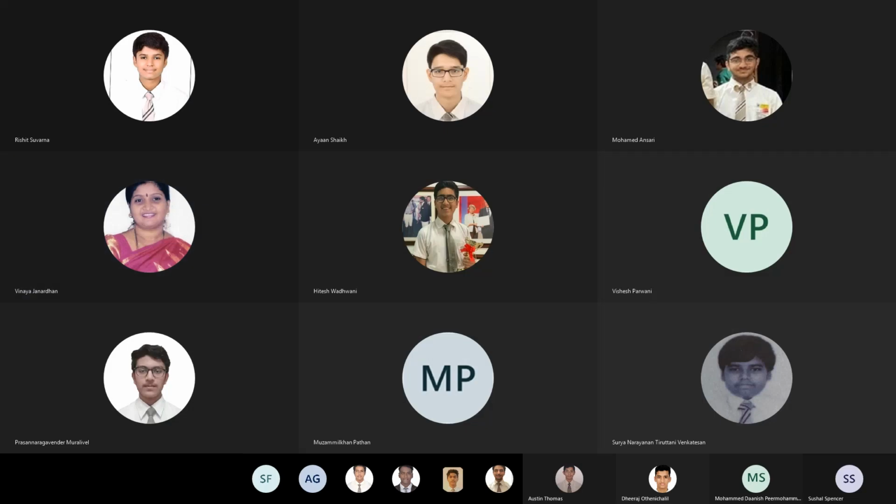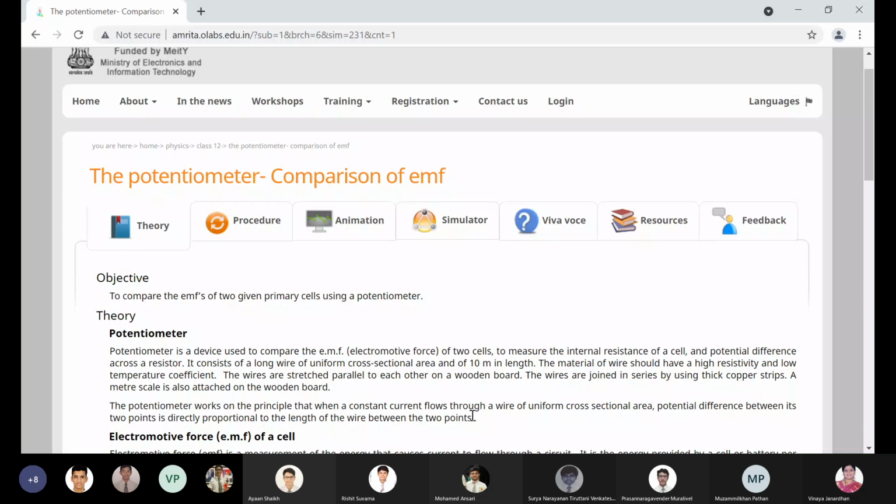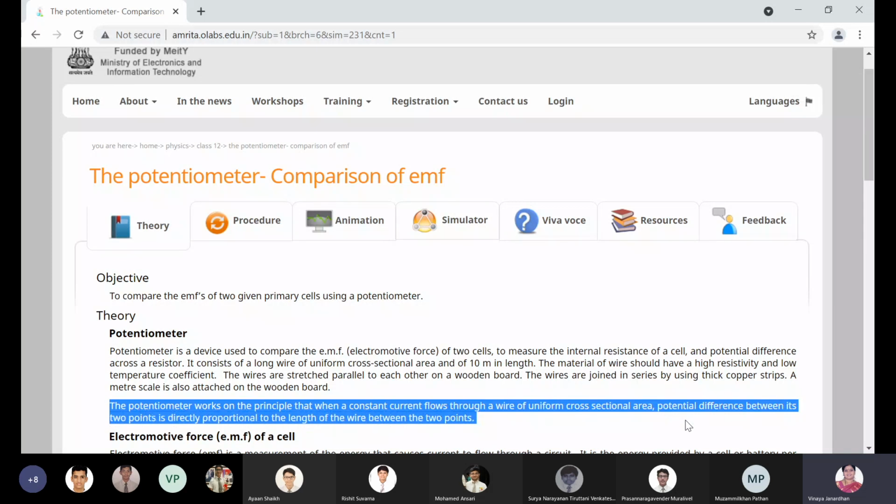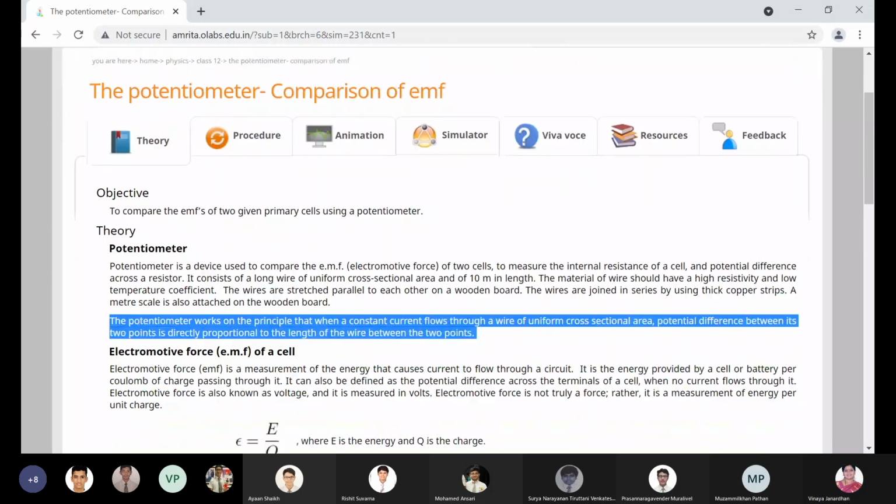Potentiometer. Then theory, boys. Theory should be this, whatever I'm highlighting. So the objective is there. Next, you have to go for theory. Yes, theory.